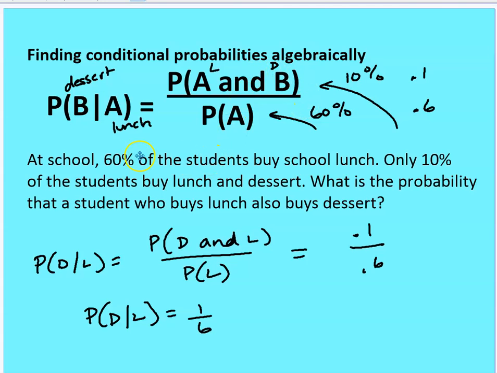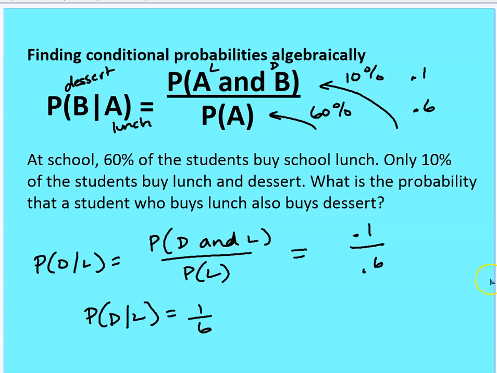So the probability of buying a lunch is 60%. Only 10% of the students buy lunch and dessert, A and B. That's your numerator. What's the probability that a student buys lunch, also buys dessert? It's going to be 0.1 over 0.6, or 1/6. So I can find the probability that a student buys dessert, given they bought lunch, is 1/6 using this setup, which is just a rewriting of the conditional probability equation.